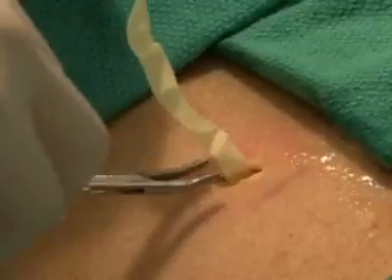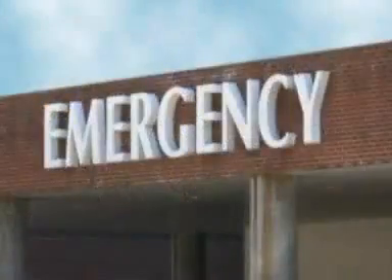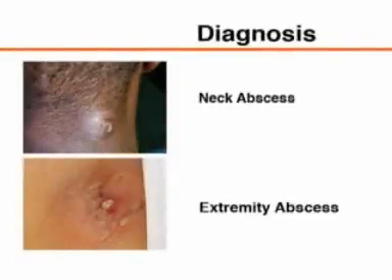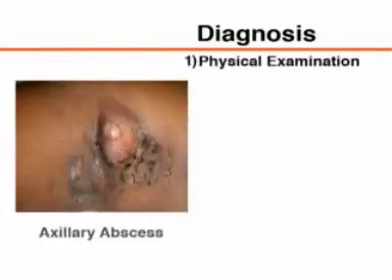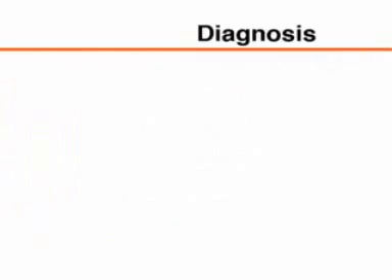buttocks, and extremities. This outpatient procedure is appropriate for many office settings, as well as for urgent care and emergency department practice environments. Diagnosis of a skin abscess is the first step in a successful procedure. This can be accomplished in 3 ways. Physical examination of the affected area will often allow diagnosis of an underlying abscess based on swelling, pain, redness, and fluctuance. Spontaneously draining skin abscesses are also amenable to diagnosis by physical examination alone.